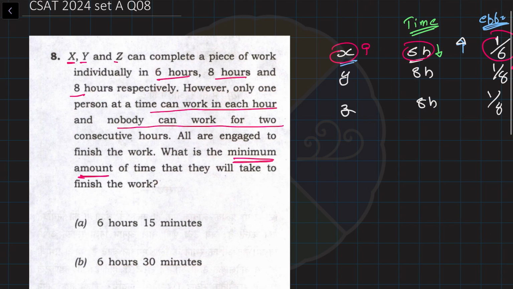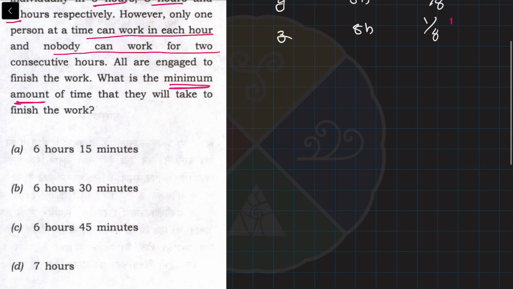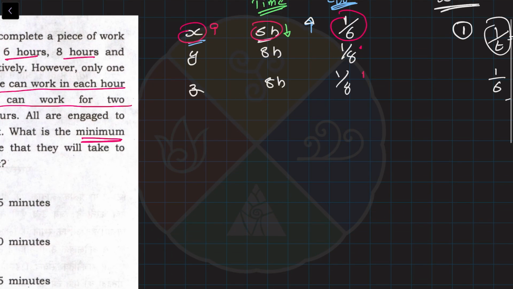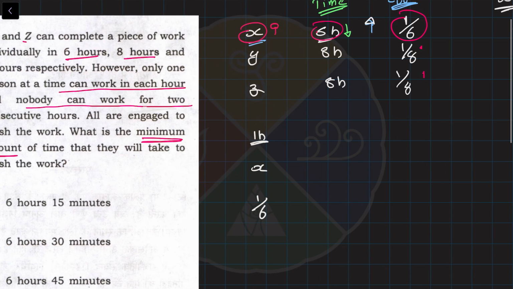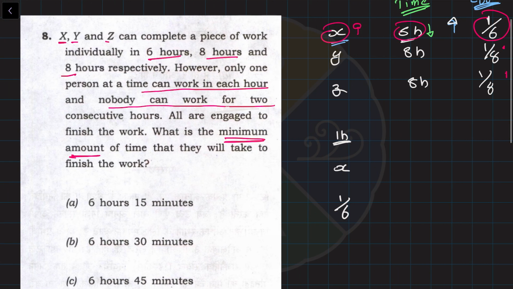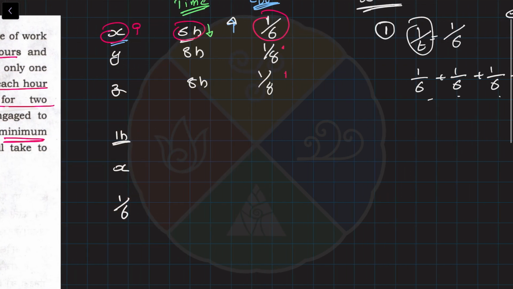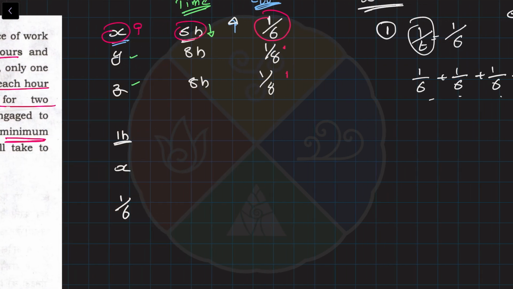So let's see how to solve this, or how much time they will be taking to solve the problem. So I want the work to finish fast. So the first person whom I'll ask to work in the first hour, X will be working. He will do 1 by 6 of the work. But after 1 hour, he will get tired because the question says that no one can work for 2 consecutive hours. So in the second hour, I can hire anyone, Y or Z, because both of them have the same efficiency. Let's say Y, okay? Then Y will be doing 1 by 8 of the work.